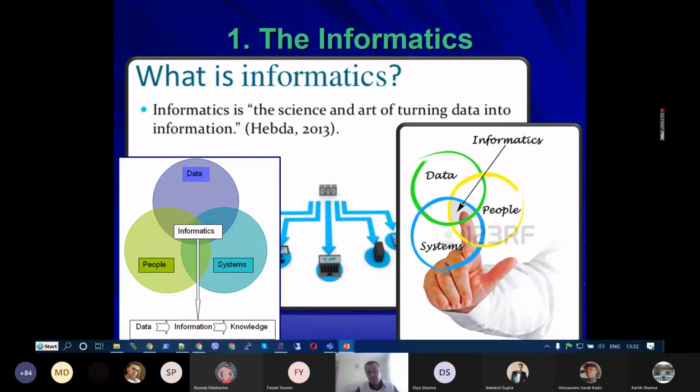When we talk about informatics, it is always the intersection of these three things: data, systems, and people, because we are now living in a technological world, and our data are always supported by systems, and we as people always interact with data through various systems. It is even like right now in this distance lecture.